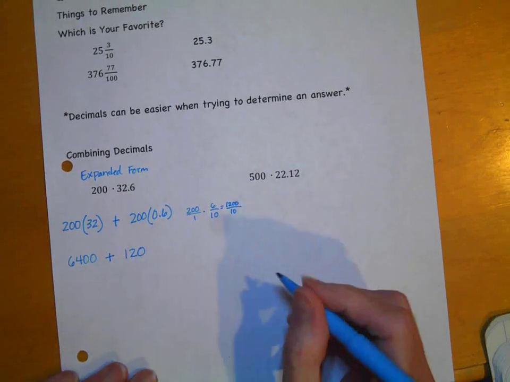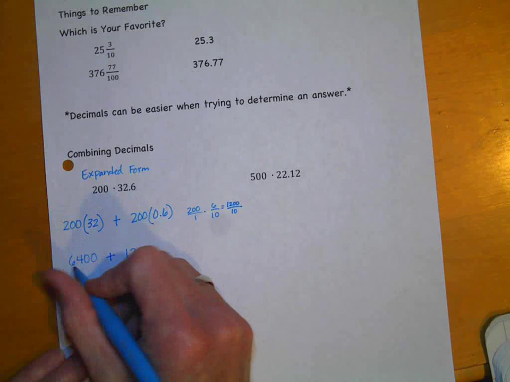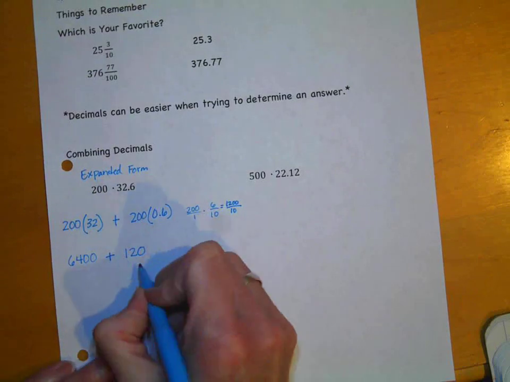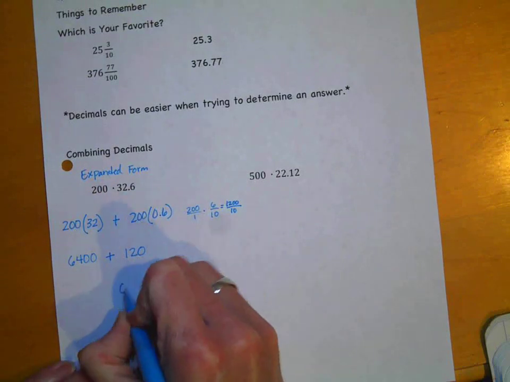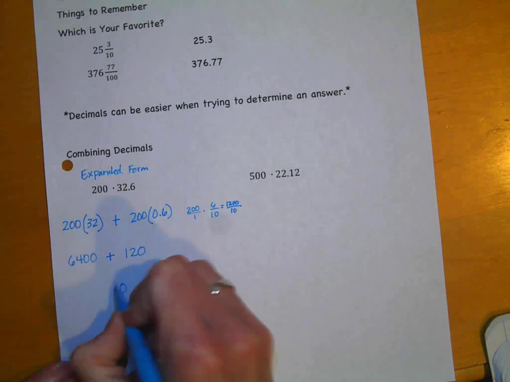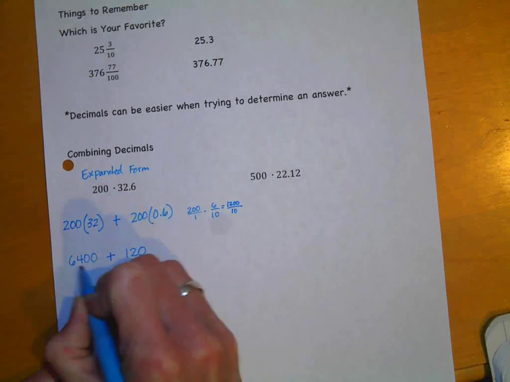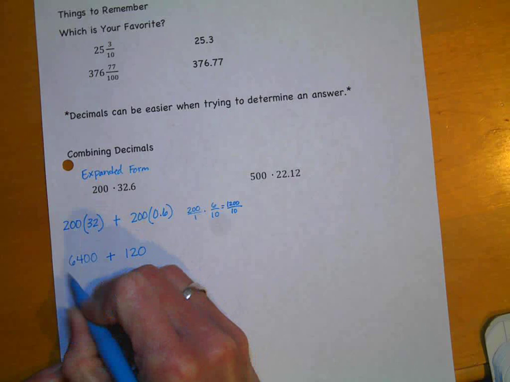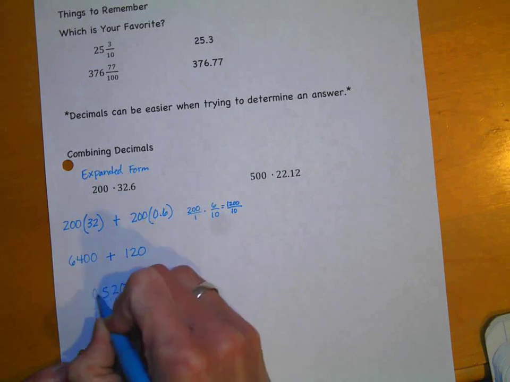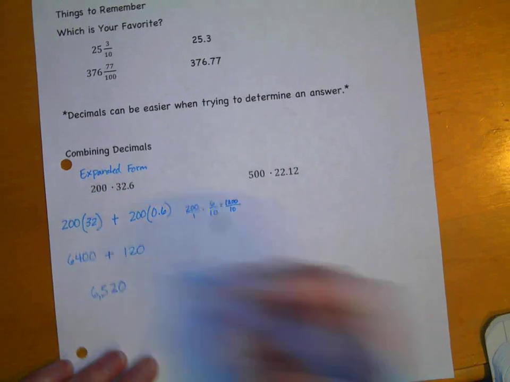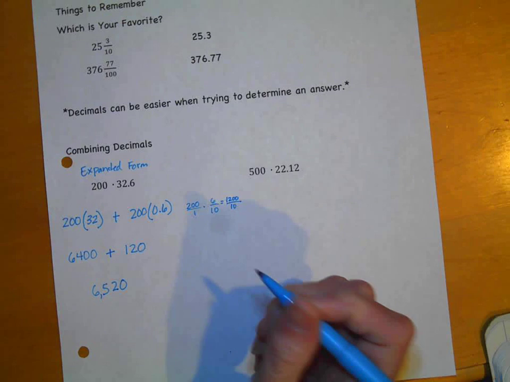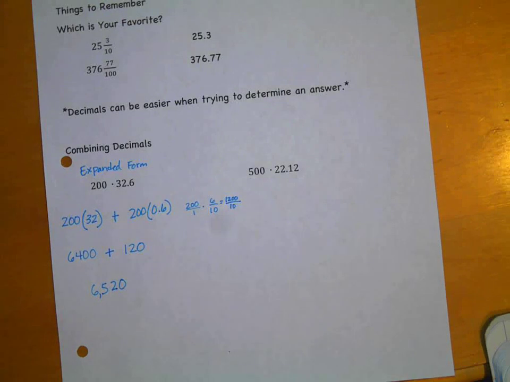Well, so far, so good. That's not horrible, right? So now all I have to do is line up my place values and add them. So 0 plus 0 equals 0, 2 plus 0 equals 2, 1 plus 4 equals 5, and nothing plus 6 equals 6. So I got an answer of 6,520. That's not so bad, right?